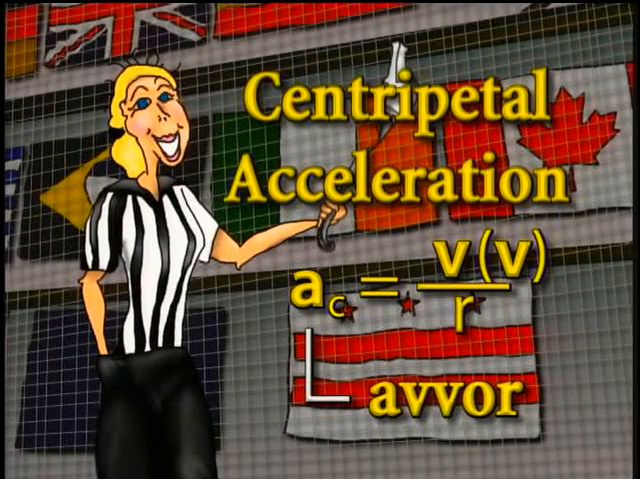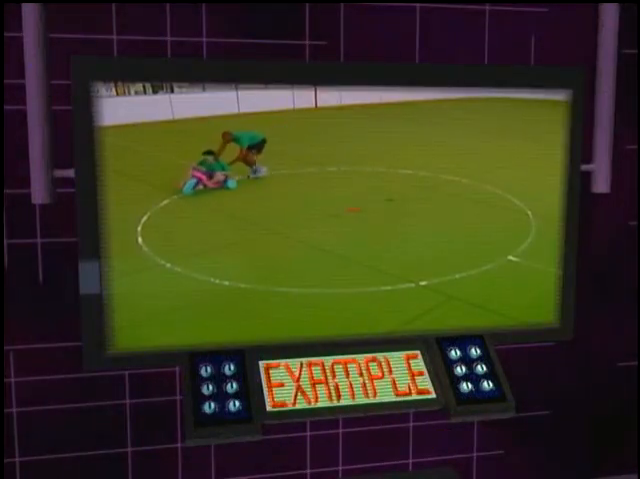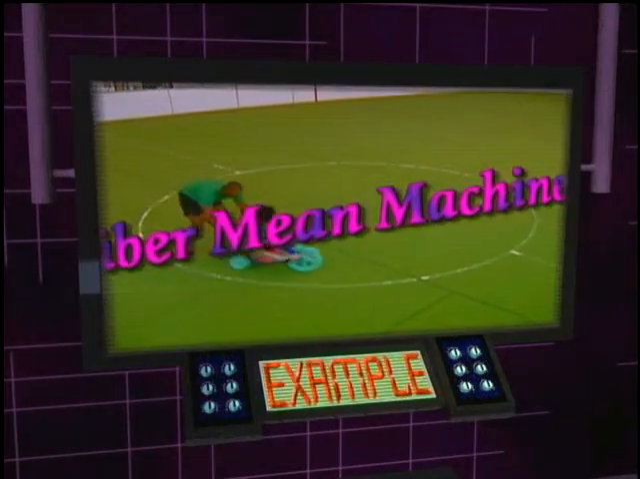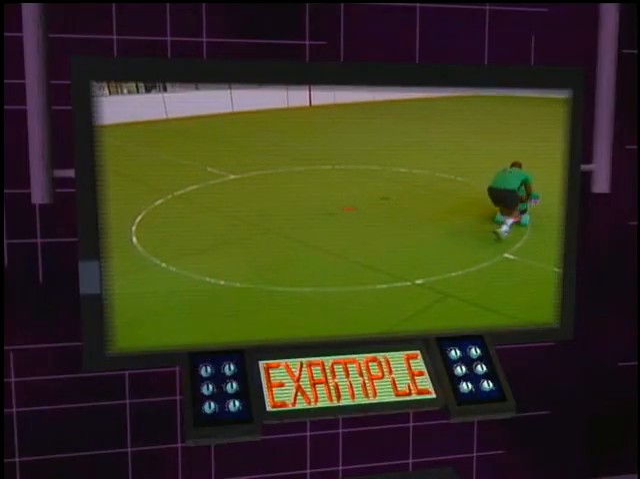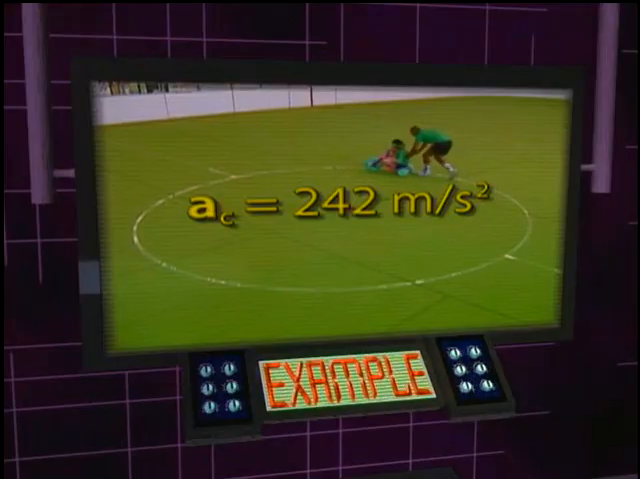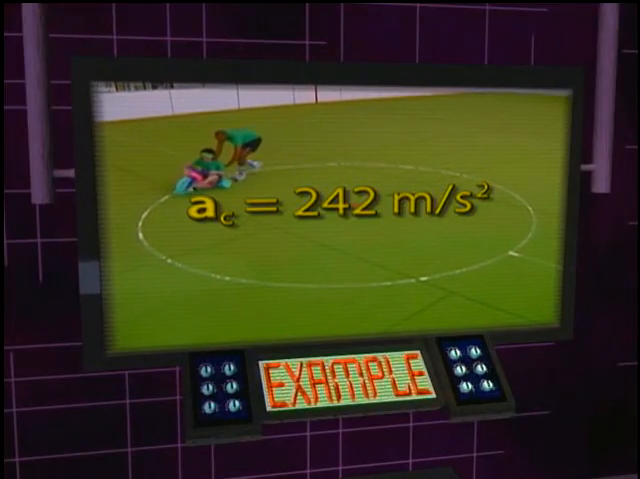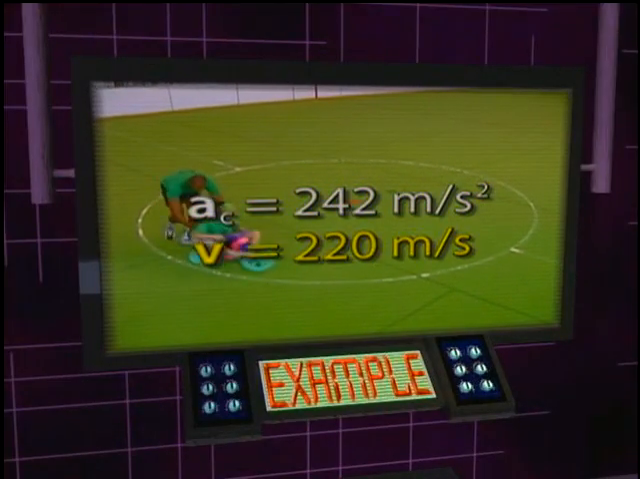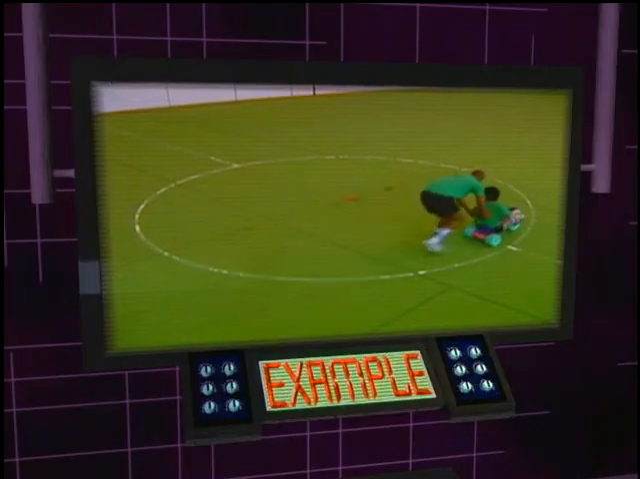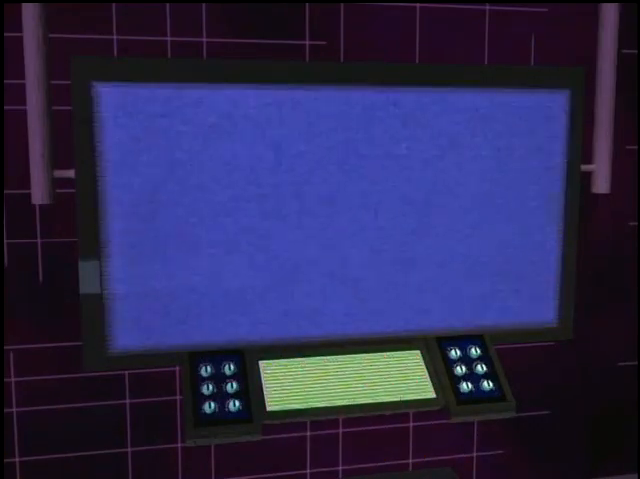Let's say Bright as Light is driving an uber mean machine around a circular track with the help of her friend. And the car's centripetal acceleration is 242 meters per second squared, and the car's velocity is 220 meters per second. What is the radius of the car's path? Technically, at that acceleration, her guts would fall out. But this is an uber mean machine, so pretend that this acceleration won't physically affect Bright as Light.